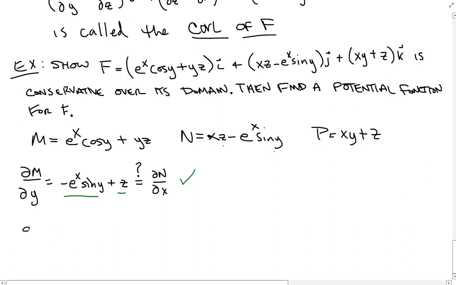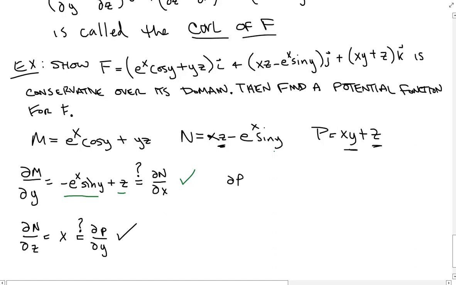Alright, so next, the partial derivative of n with respect to z. Okay, so looking at n with respect to z, it's only right here, and so the derivative of that would be x times 1, which is just x. Now we ask, does that equal the partial derivative of p with respect to y? And so looking at p with respect to y, this derivative would be 0, that's a constant. So derivative of x times y would be 1x, which is x, so that's correct. 2 out of 3, it's good so far. Let's check the third one.